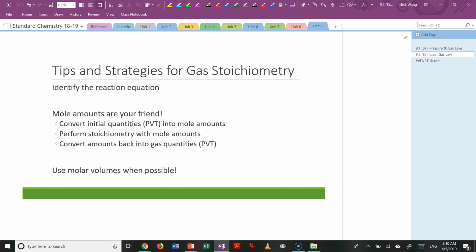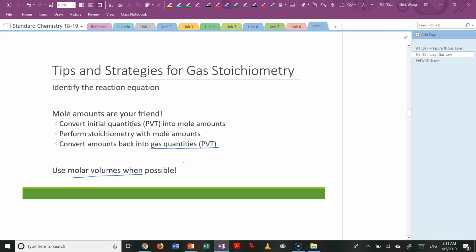And of course, at some point, you might have to convert them back into gas quantities, so you still have to go back to working with gas pressures, or figure out how much volume is there. And so that's something that you can rely on. Once again, it's all about mole amounts, but if you need to, switch them back and forth between gas quantities. Finally here, use molar volumes when possible.